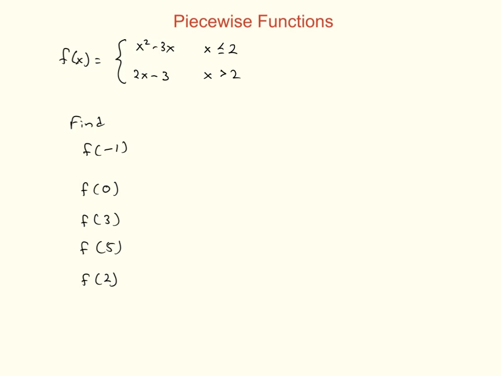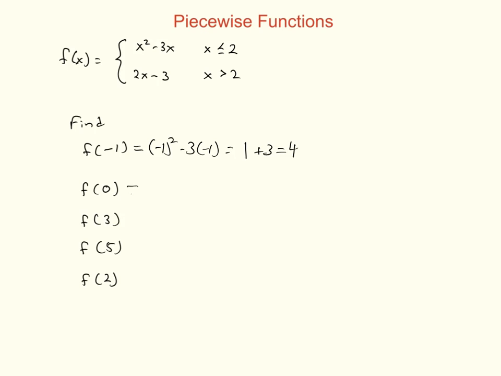For example, let's take a look at f of negative 1. In this case, for f of negative 1, I'm looking at negative 1. I know negative 1 is something that's less than or equal to 2. So f of negative 1, I'm going to plug it into the top piece, is going to be negative 1 squared minus 3 times negative 1, which when I simplify that, negative 1 squared is 1, minus 3 times negative 1 is going to be plus 3, so the result is 4. So in this case, f of negative 1 is equal to 4.